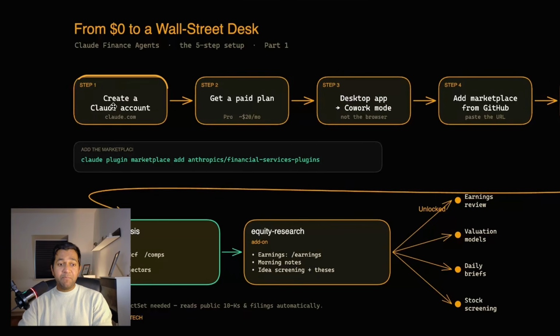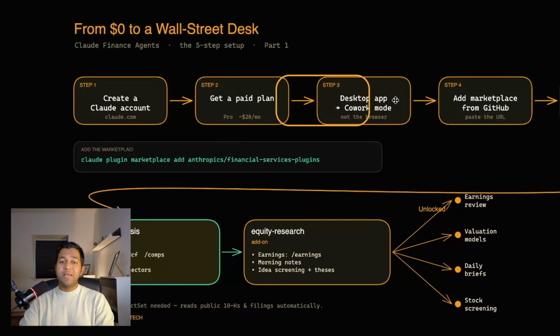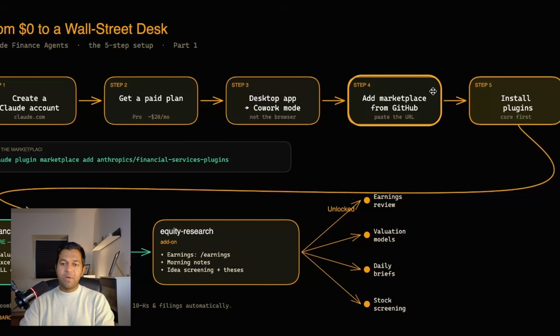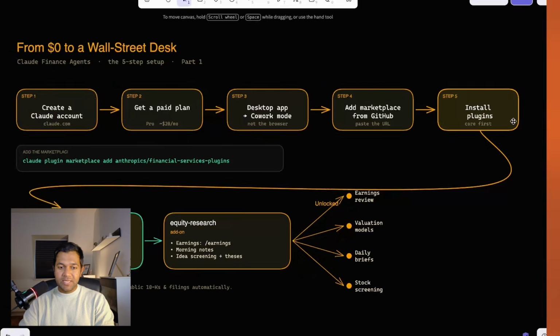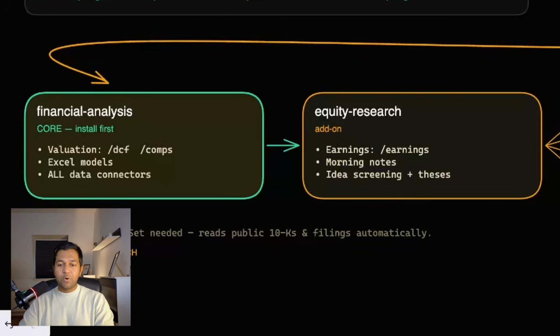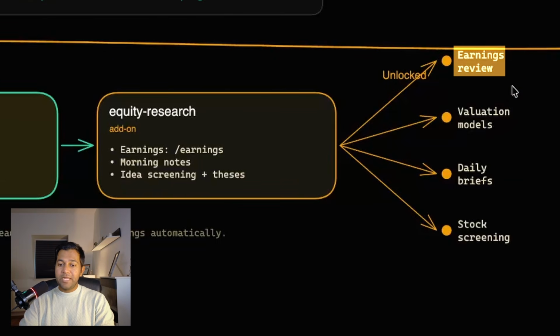Alright, before we jump directly into Claude, let me explain in a visual way how this setup works. In step 1, we need to create a Claude account. You can simply go to claude.com and create an account with any email ID. In step 2, get a paid plan, because we will be using Claude Cowork, and Claude Cowork is only available in the paid plan, and it costs around $20 a month. In step 3, open the desktop app, because this will not work in the browser, because Claude Cowork is only available in the desktop app. In step 4, we will add a marketplace from GitHub. In step 5, we will install plugins, and after they install, we will have all these plugins, and it basically unlocks earnings preview, valuation models, daily briefs, and stock screening.